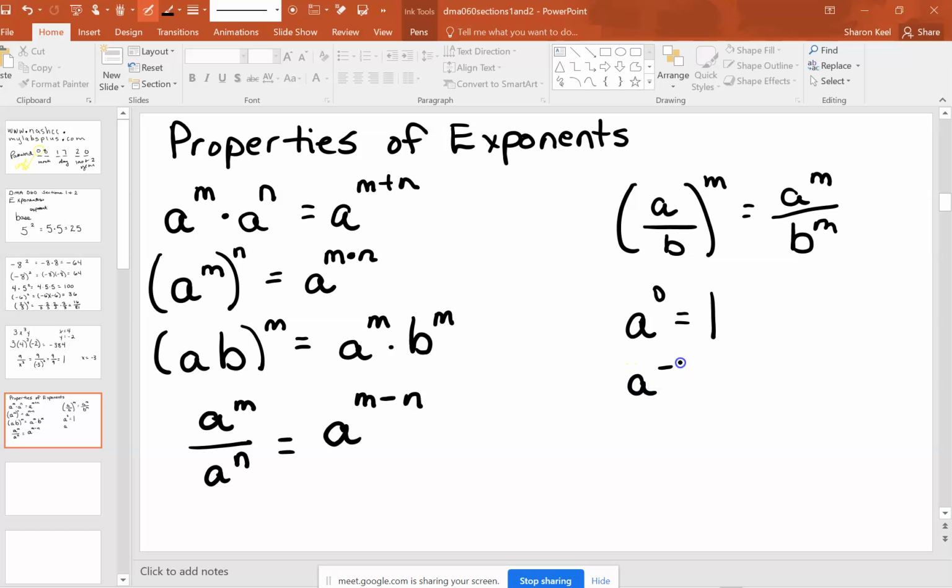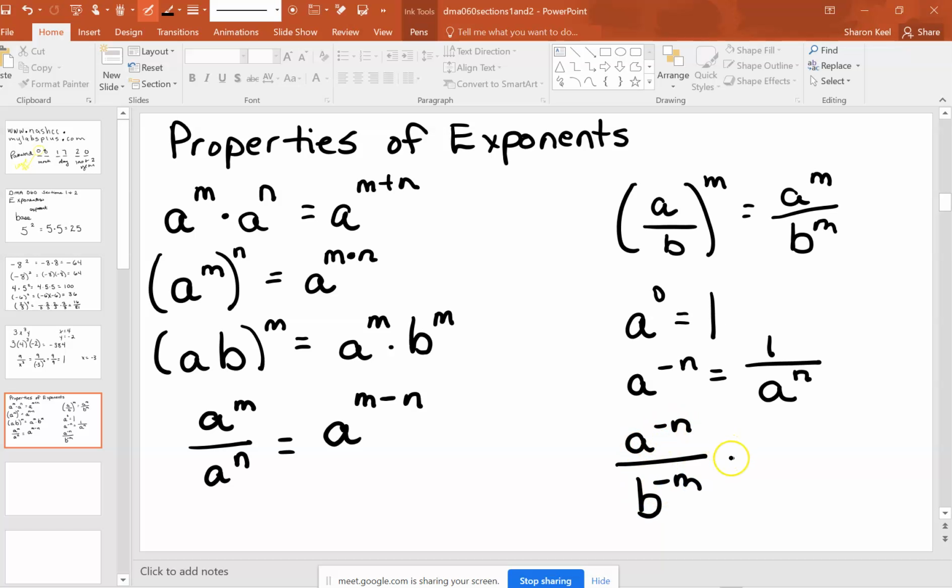We don't like negative exponents, so if you have a negative exponent, you'll be asked to rewrite it as a positive. That means this is going to drop down to the denominator. You have to put a 1 as a placeholder for the numerator, and then the a to the n would be in the bottom.